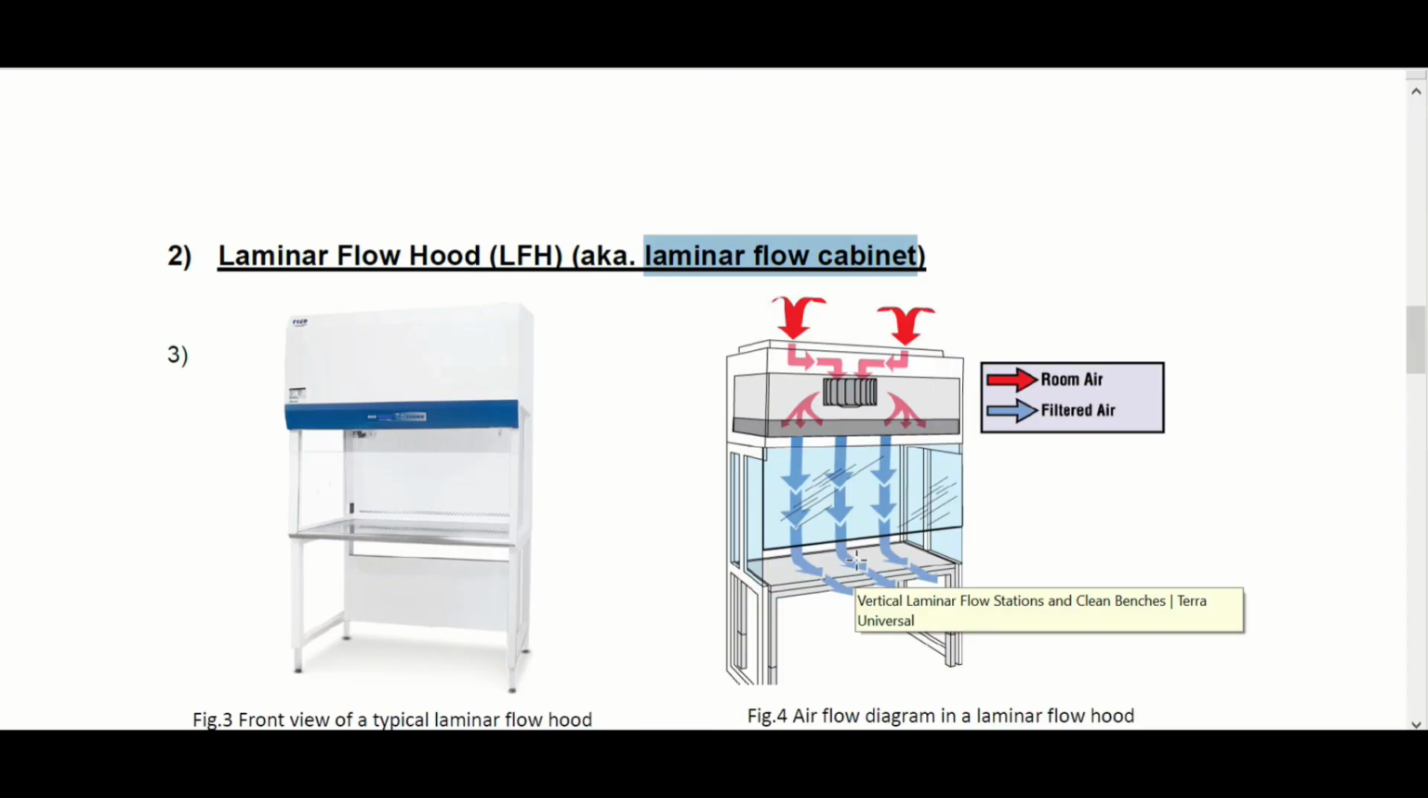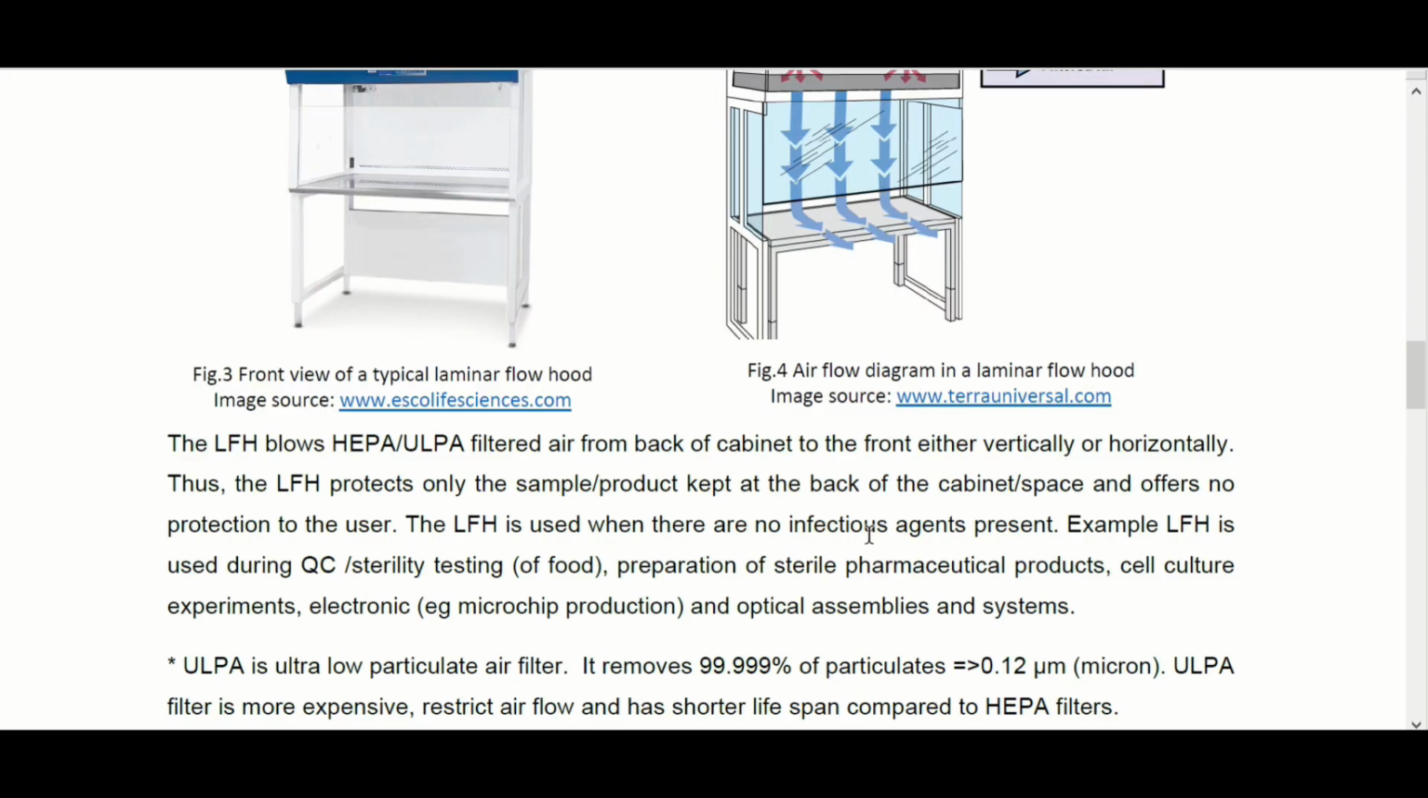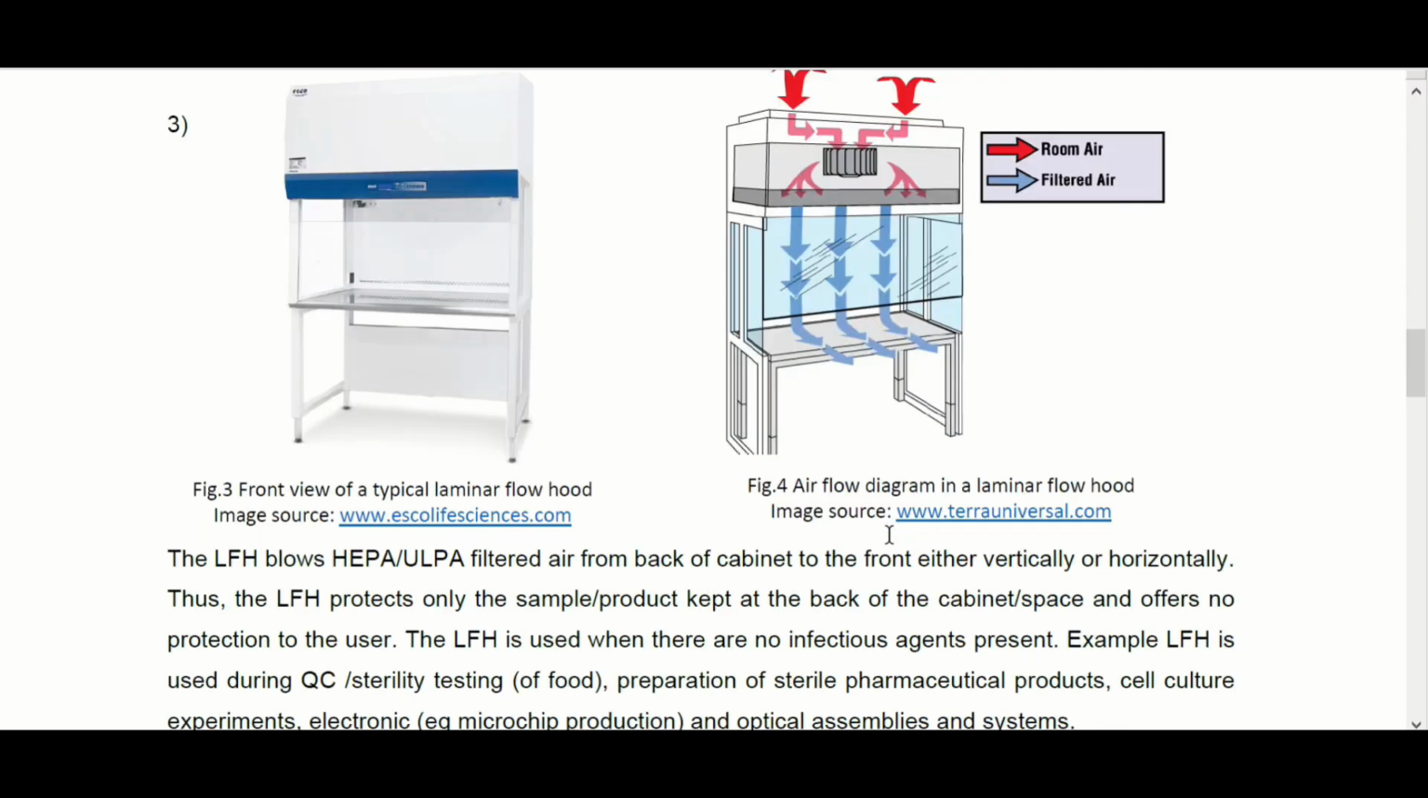So therefore, a laminar flow hood is only suitable for low risk biological samples, right? It's only useful for non-infectious or low risk biological samples, because it doesn't protect the users. It doesn't protect the users.